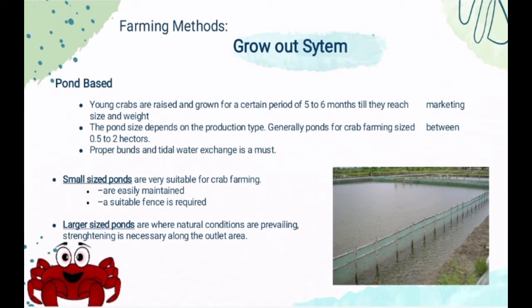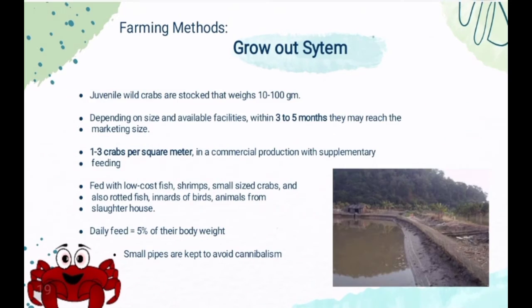For small-size ponds, it is very suitable for crab farming because it is easily maintained, and a suitable fence is required. For the larger-size ponds, where natural conditions prevail, strengthening is necessary along the outlet area. This is still included in the grow-out system. Juvenile wild crabs are stocked at weights of 10 to 100 grams depending on the size and available facilities. Within 3 to 5 months, they may reach the marketing size.